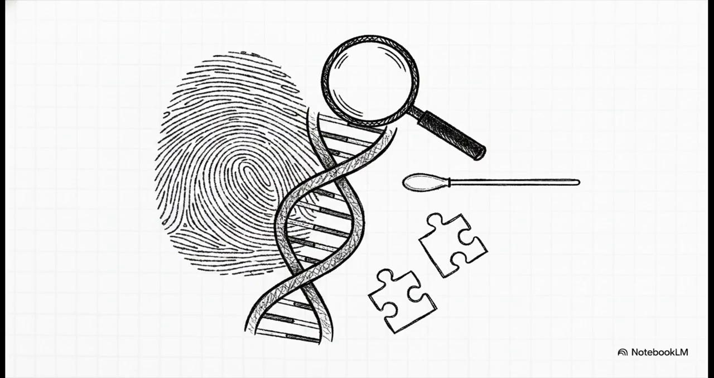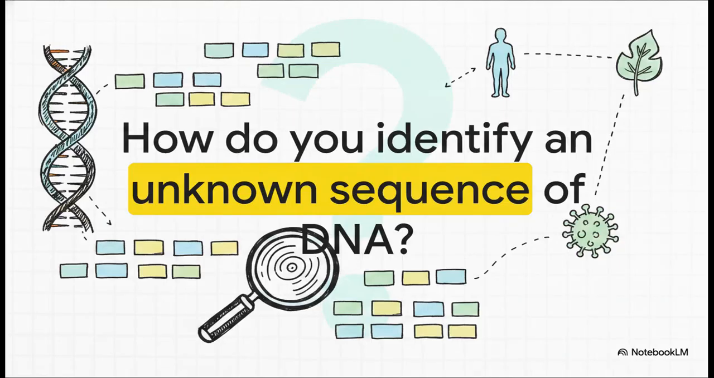Now, as a biological detective, looking at this raw data, well, it's kind of like looking at a fingerprint without having a database to check it against. It's this mysterious clue, but on its own, what does it actually mean? Which brings us to the absolute core question we need to answer today. How do you identify an unknown sequence of DNA, RNA, or protein?